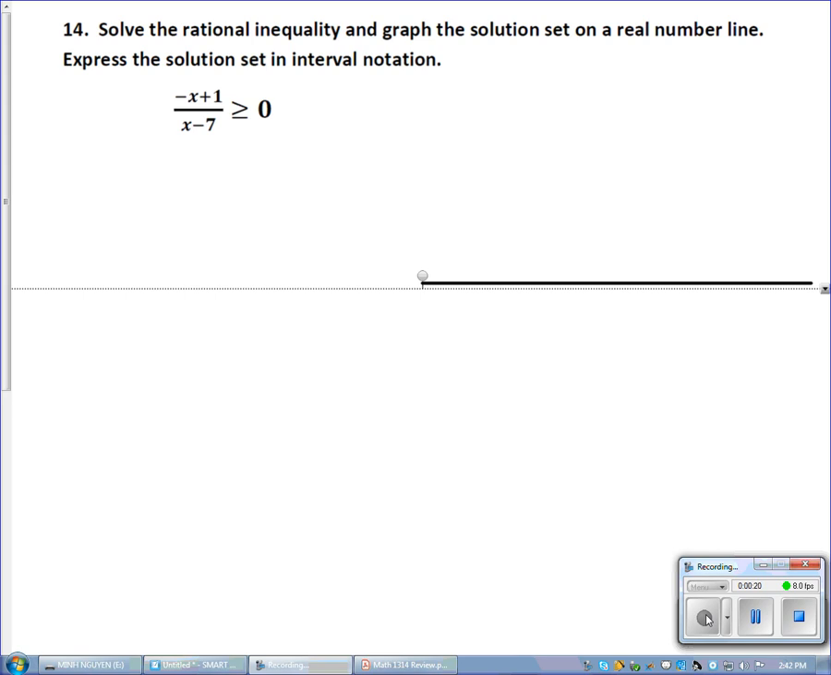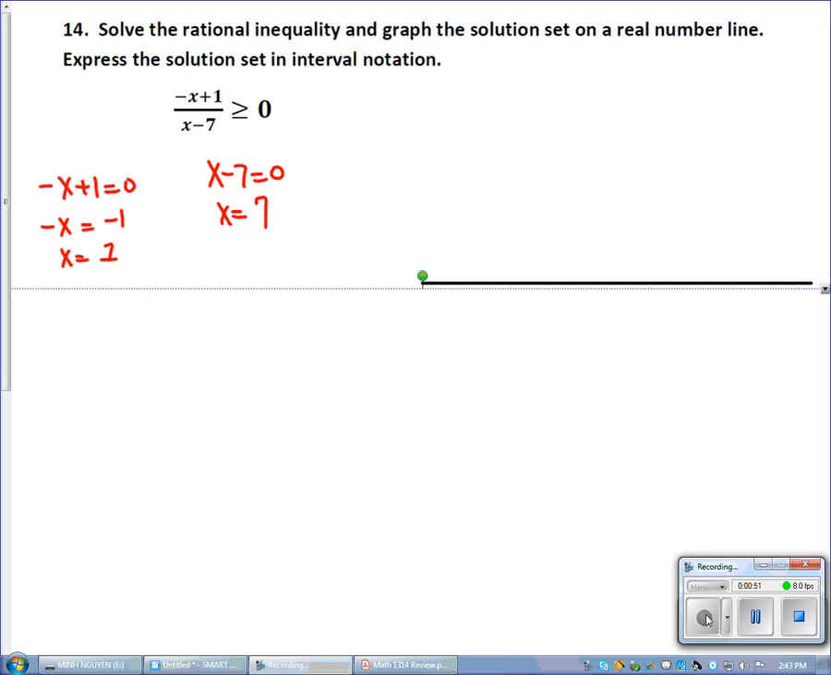So the first thing we want to do is identify our zeros of the numerator and the zeros of the denominator. So we're looking at negative x plus 1 equals 0, which now we have negative x is equal to negative 1, so x is equal to 1. So that is your first zero of the numerator. And we also need to find the zero of the denominator. So we have x minus 7 is equal to 0, so x is equal to 7.